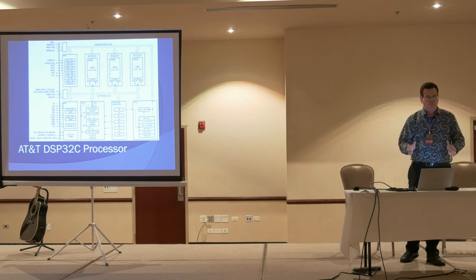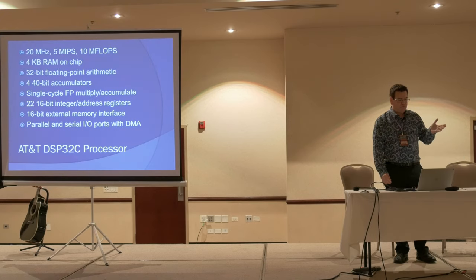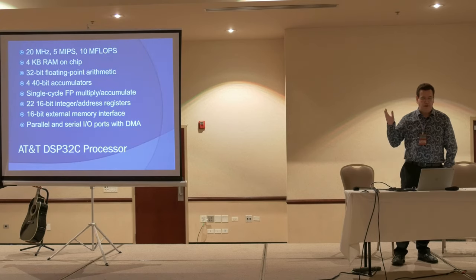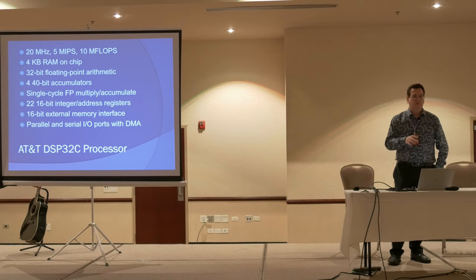And if you really want to know more about this architecture, the instruction set manuals and stuff are online on BitSavers. Roughly, this machine, the CPU is running at 20 megahertz, giving you 5 MIPS and 10 megaflops. And that's a lot for '87. And this is per node. So I can have up to 64 nodes all grinding away.